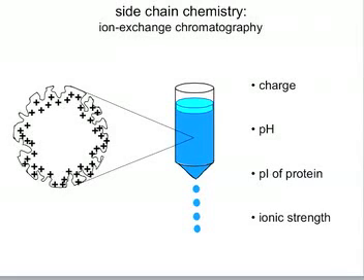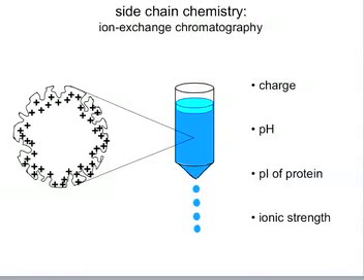That is to say, anions will bind to the column matrix because they're negatively charged, and then we can alter the affinity of the protein for the matrix by changing a variety of things, and most importantly by changing the ionic strength of the solution. So let's go over that again. We have a positively charged matrix.